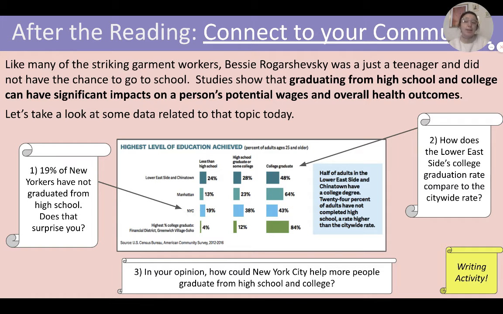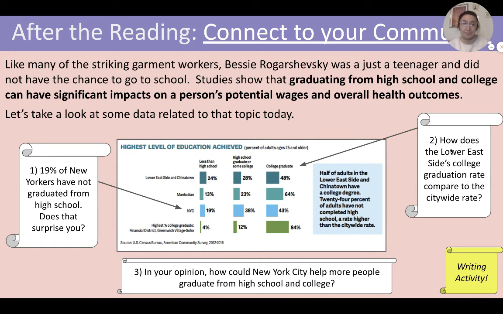The first being 19% of New Yorkers have not graduated from high school. Does that surprise you? So this here that says less than high school, that means that that percentage of people in that area did not graduate from high school. And then we have high school graduate or some college, and then college graduate. So those are my 3 columns that I'm looking at. So the first one is asking if that 19% that has not graduated from high school surprises you.